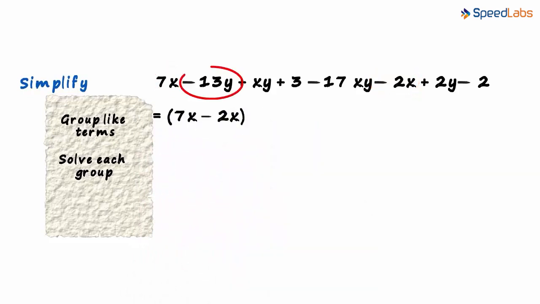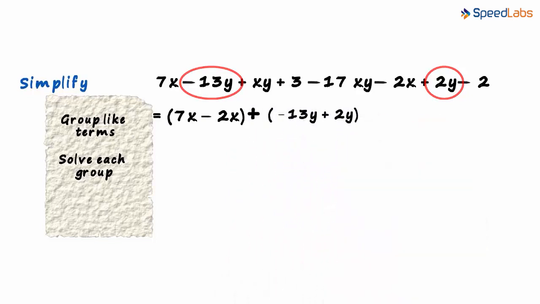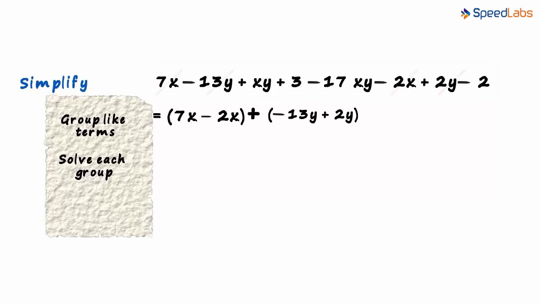Now let's look at minus 13y. 2y is a like term. The next group becomes minus 13y plus 2y. We have considered these 4 terms. When you're solving such examples in your notebook, to avoid mistakes, you can strike off the terms with a pencil.